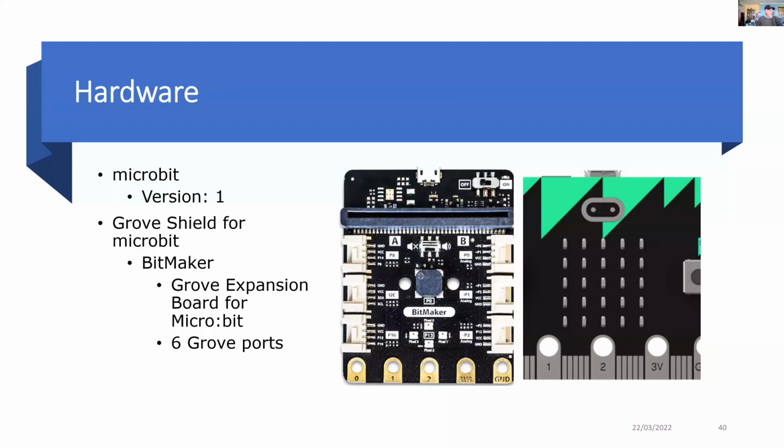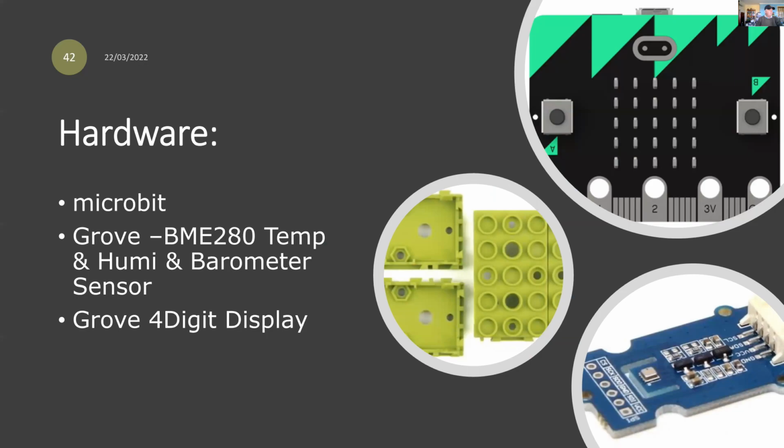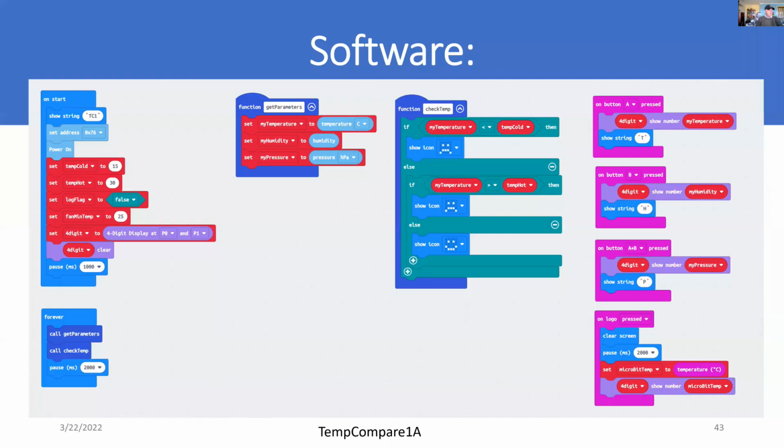For our hardware, we use the same devices that we had before, so there's no change. And don't forget to switch on power to BitMaker, and that's our hardware. For our software, it's very similar to the previous project, where we'll use the log flag this time, and the onlog logo we'll use for a different purpose. So that's the only change.